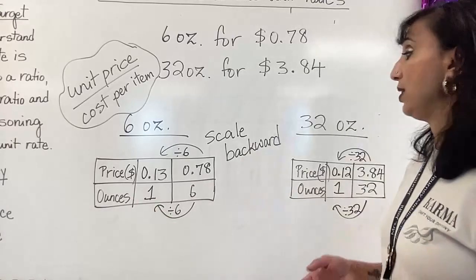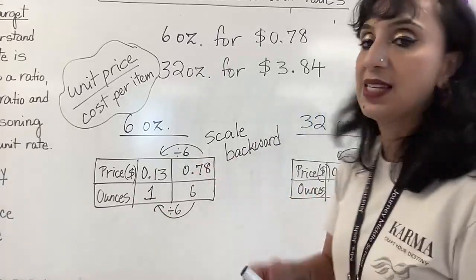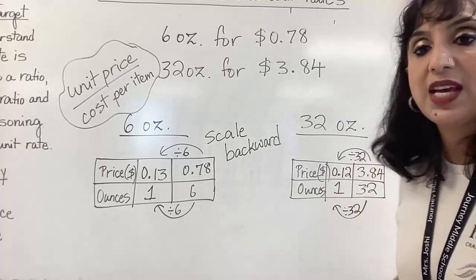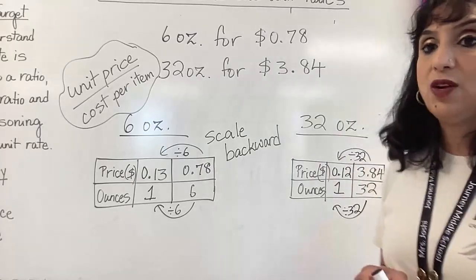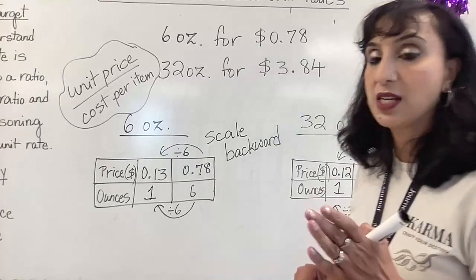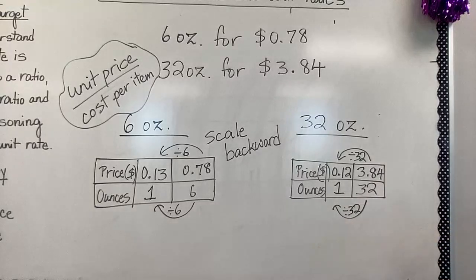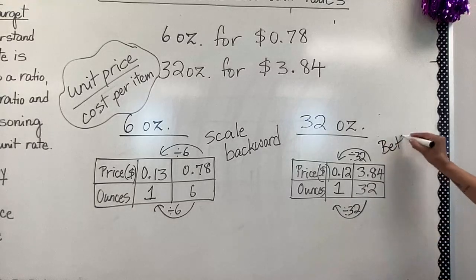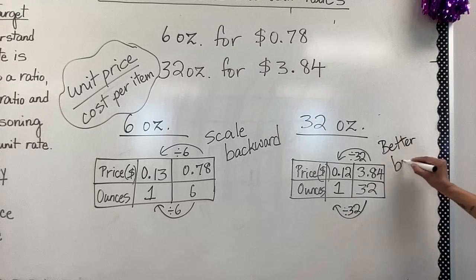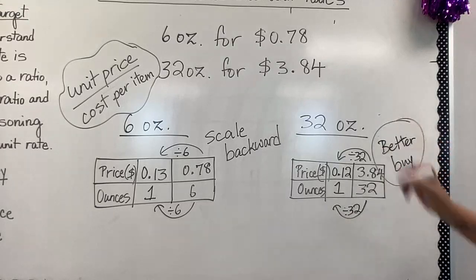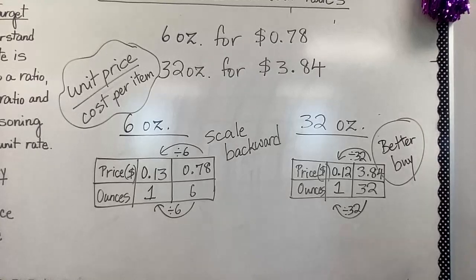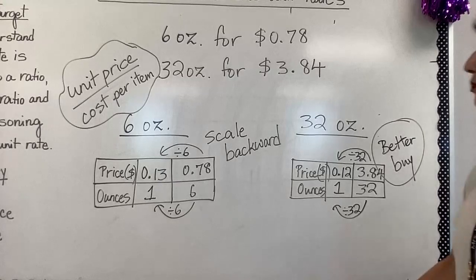All right. So in this case, as we can see, if I have 13 cents and I have 12 cents per ounce, I know that I've paid less for 12 cents per ounce. So therefore, this one is going to be the better buy. Better buy.